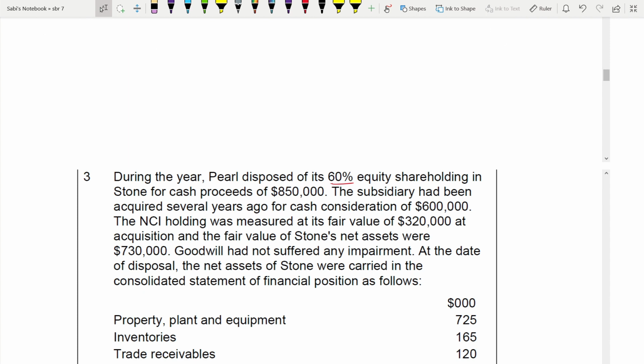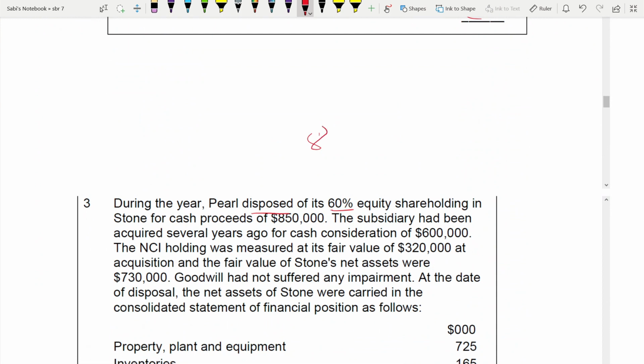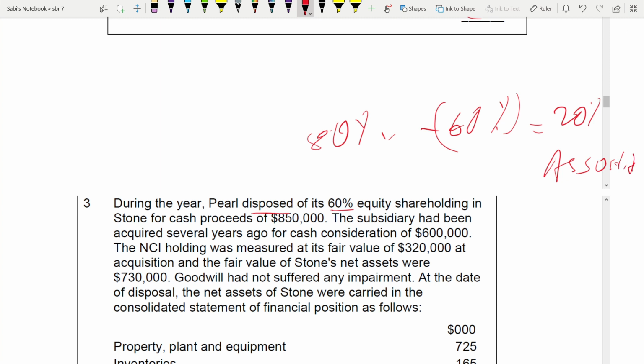Okay, sorry, here they didn't acquire, I'm sorry, this is disposed 60%. So that means first they have 80%, from there they disposed 60%. That means they are only left with 20%. They no longer are a subsidiary, they became an associate. So from subsidiary to associate. Interesting. For cash proceed of 850,000. But long time ago, this subsidiary was acquired for cash 600,000. NCI was 320,000 at acquisition. Fair value of net asset was 730. Goodwill did not suffer any impairment.